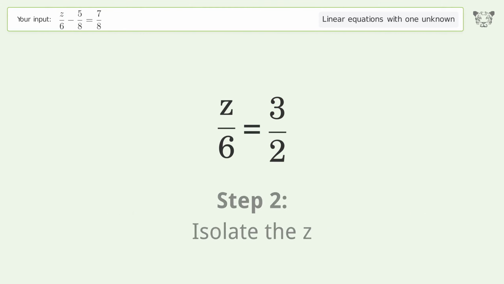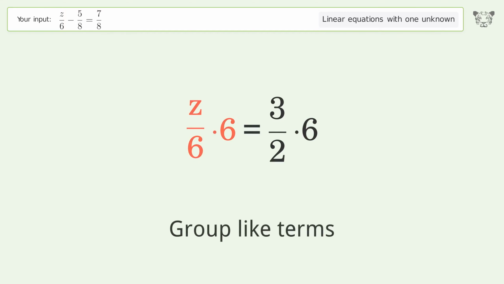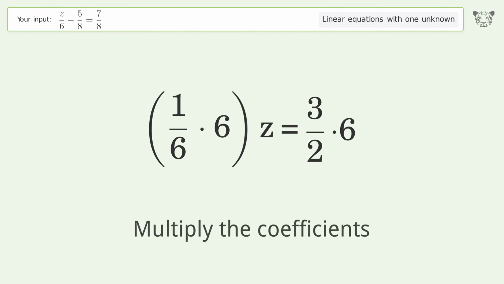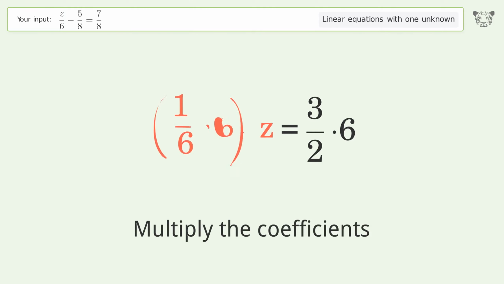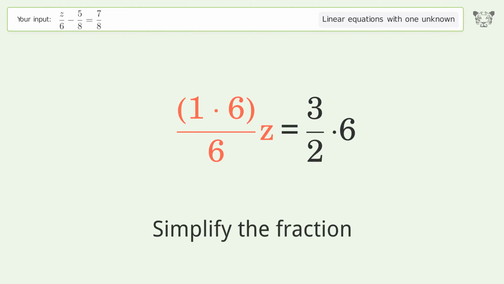Isolate the z. Multiply both sides by 6. Group like terms. Multiply the coefficients. Simplify the fraction.